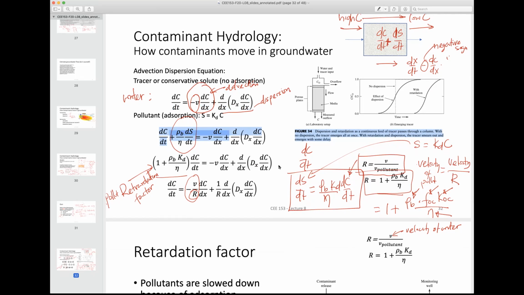Change in concentration at a certain location over time is because of things coming in minus things coming out.